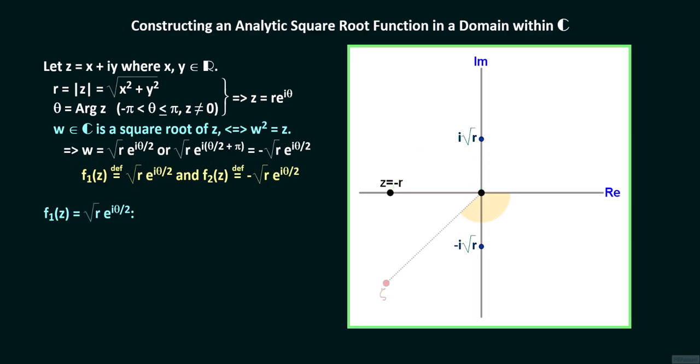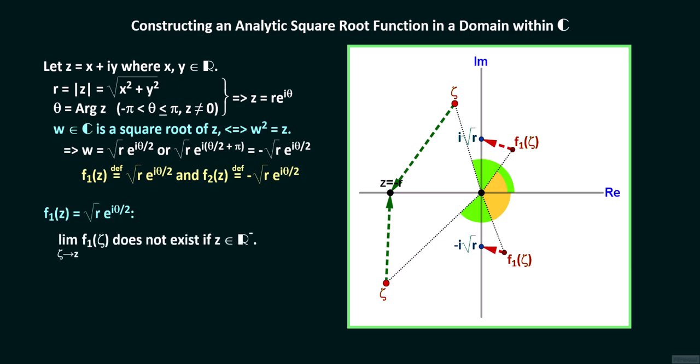In contrast, if zeta approaches z equals minus r from quadrant 3, the principal argument of zeta will approach minus pi, and the principal argument of f sub 1 of zeta will approach minus pi over 2, and f sub 1 of zeta will now approach minus i times the square root of r. We get two different limits along two different paths, so that the limit of f sub 1 does not exist for negative real numbers, and therefore f sub 1 is discontinuous for negative real numbers.